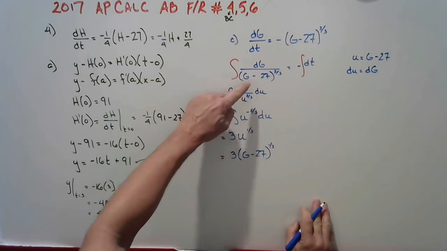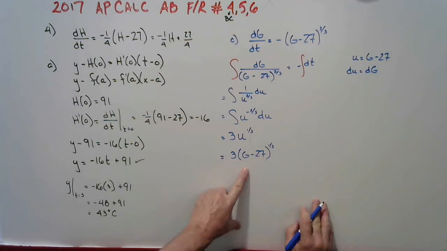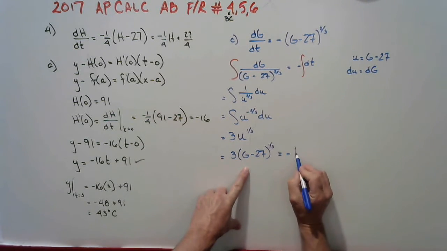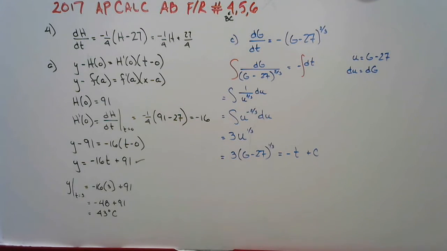So we could have just integrated this and got straight here. Now what do we get on the other side? We get the integral of that, which is going to be minus t plus our constant. Okay. Now where do we go from here? We have to solve for the constant, right? We have to solve for the constant.